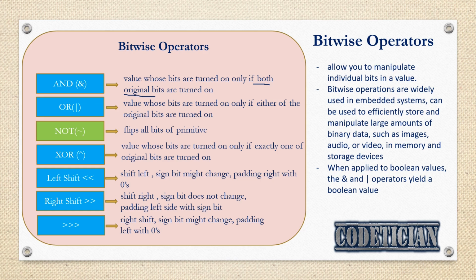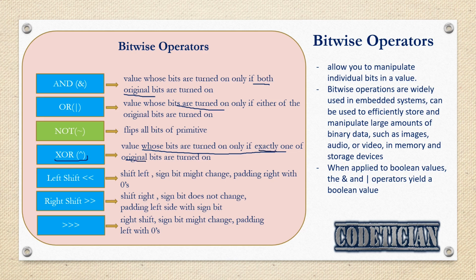It will give you a value whose bits are turned on if either of the original bits is turned on. So it will give you a false bit, or a 0 bit, only if both the corresponding bits in the operands are 0. Now bitwise NOT will flip all the bits. So this is simple. Then there's a special operator, bitwise XOR. It is similar to OR, but I'll tell you the difference. It will give you a value whose bits are turned on only if exactly one of the original bits is turned on. So this is important: exactly one.